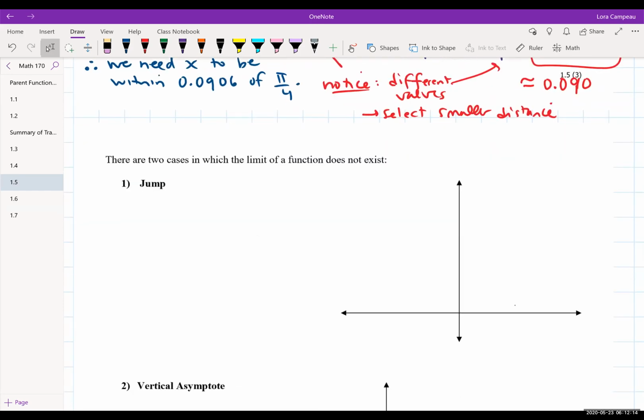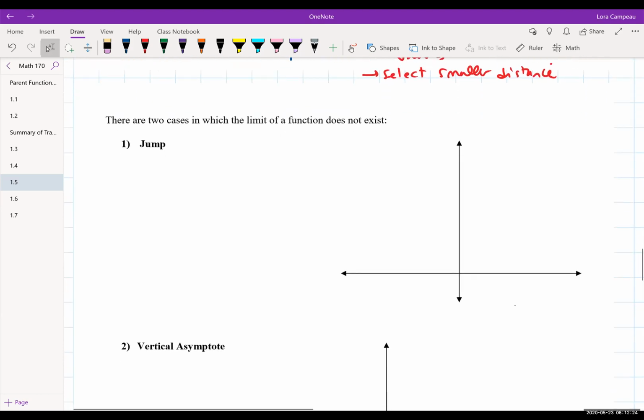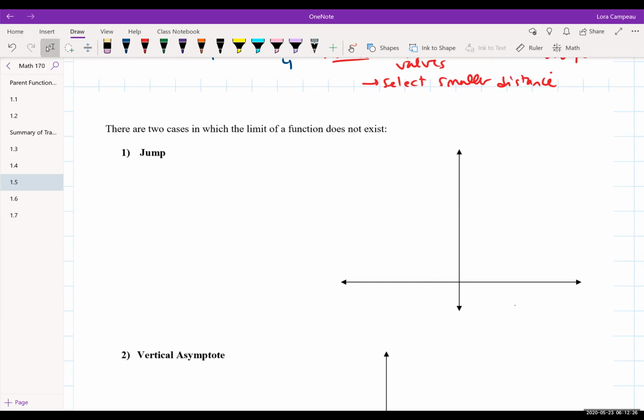Okay, so last part of this section. We're talking about sometimes when you play with limits, there's an issue of you having to figure out that the limit doesn't exist at any point. So there's a couple of times, and these are the ones we study a little bit more in depth, in which the limit of the function is not going to exist.